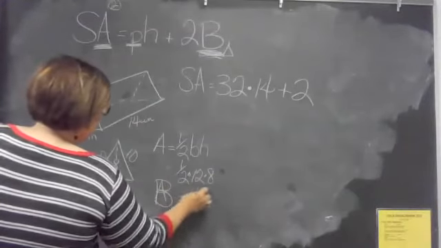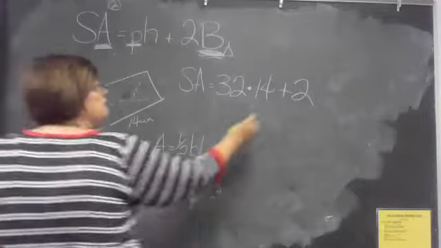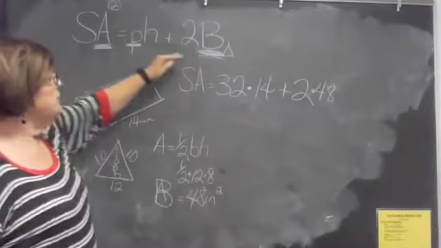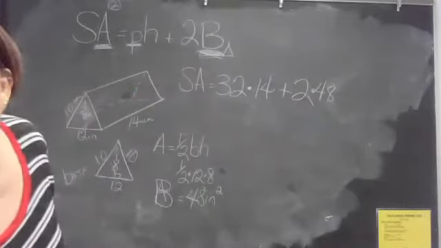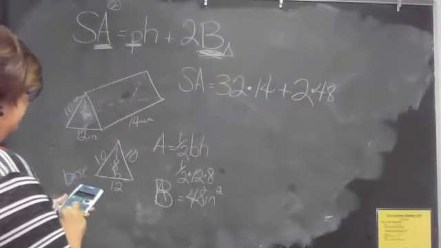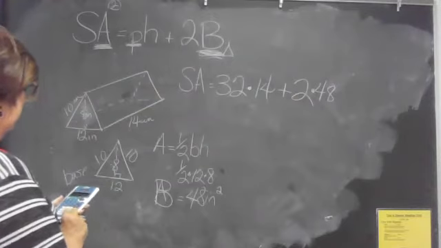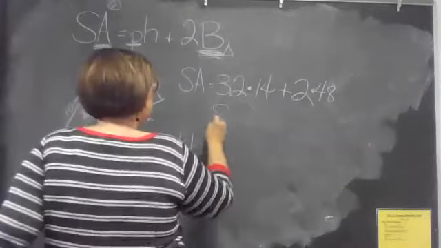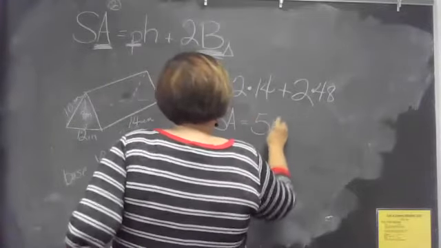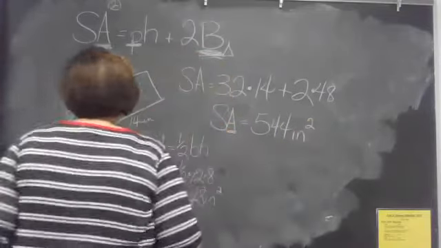is going to be 48 square inches, and I need 2 of those bases. Now I've completed this formula. All I have to do is the math. So I have 32 times 14 plus 2 times 48. So my surface area of this triangular prism should be 544 inches squared because it's area.